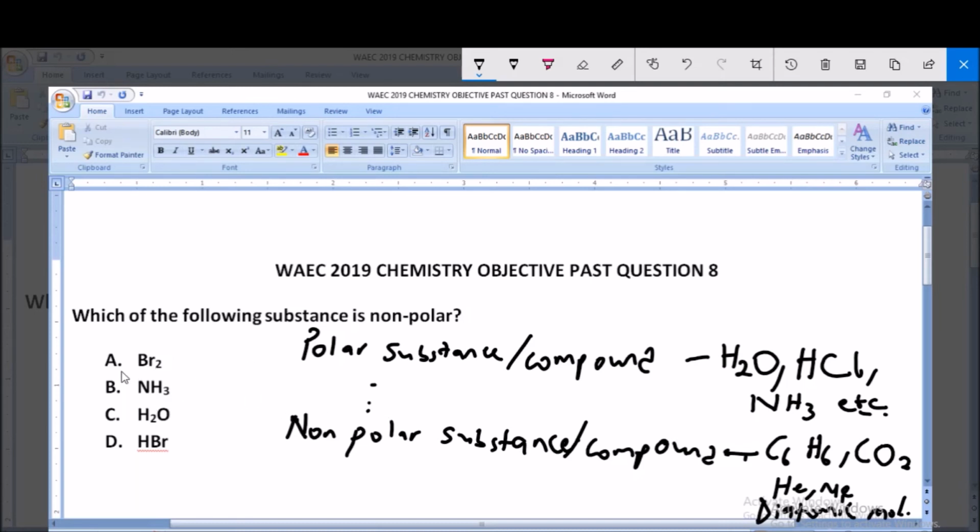But bromine, this is bromine, and bromine is a gas, and you would agree with me that most gases exist independently as diatomic molecules, like hydrogen. Hydrogen is a gas, so hydrogen exists independently this way as a diatomic molecule. So bromine is a diatomic molecule, and we listed diatomic molecules as examples of nonpolar substances. So the answer would be A, bromine. So bromine is a non-polar substance.